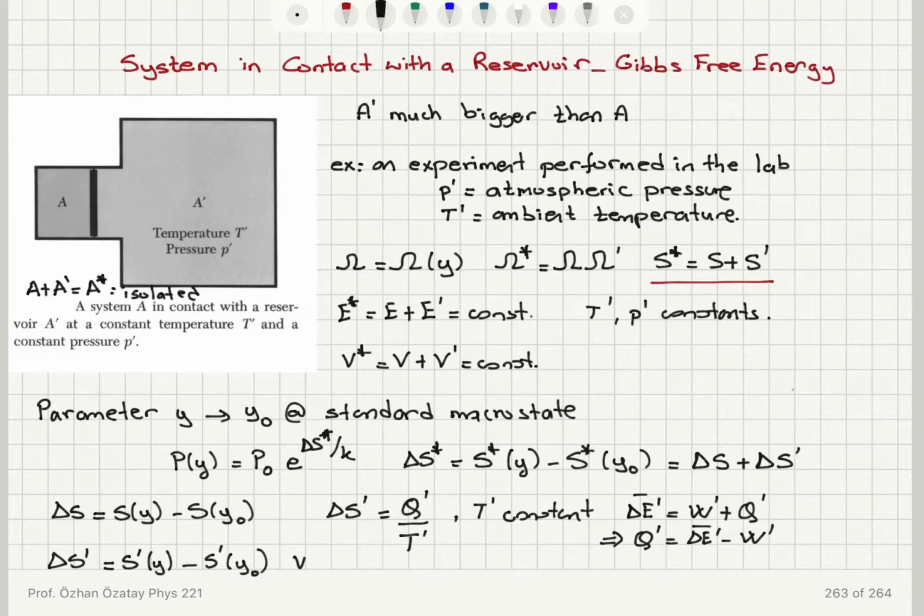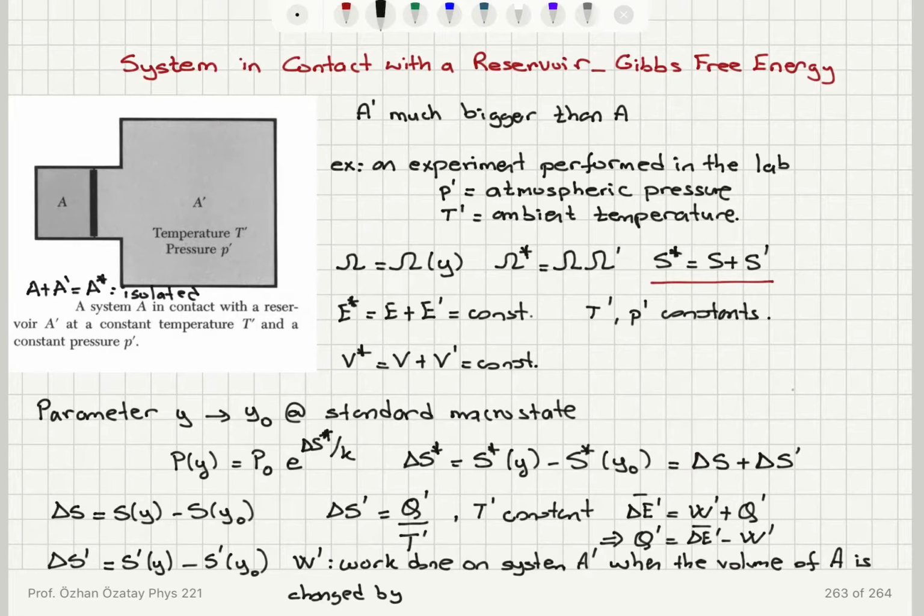So W prime is the work done on system A prime when the volume of system A is changed by delta V, which is the volume at y minus the volume for the macroscopic parameter value y0, against constant pressure P prime.